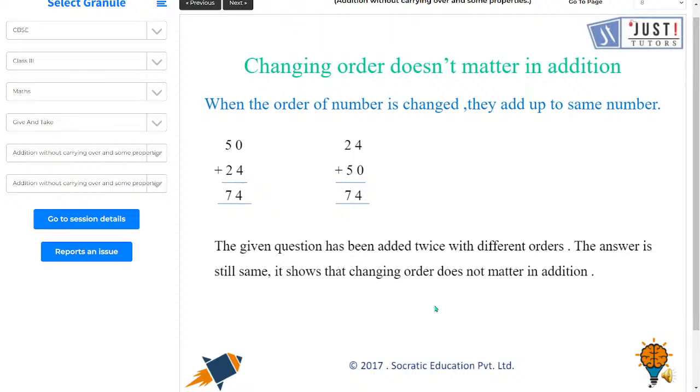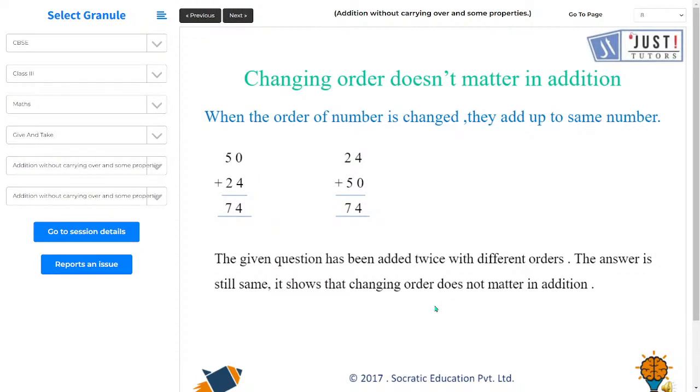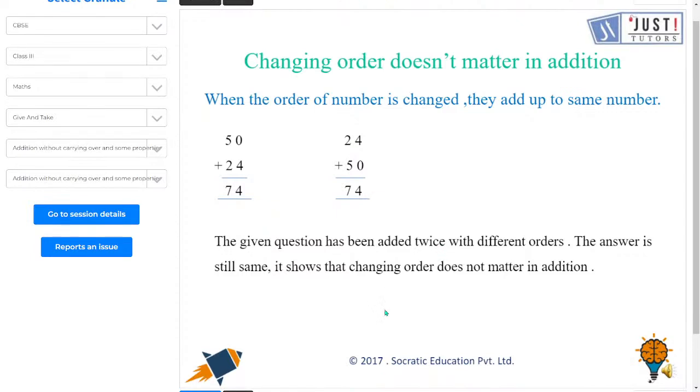Hello everyone, welcome back to your session, and today we are going to discuss a concept of class 3, and this is from the chapter Give and Take NCERT. So we are going to discuss addition, that changing order doesn't matter in addition, and then further we will learn about adding three numbers and word problems on adding three numbers.